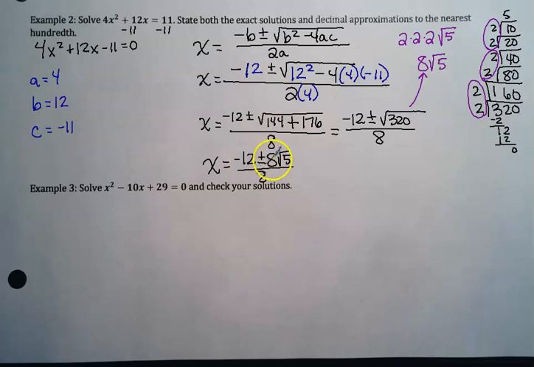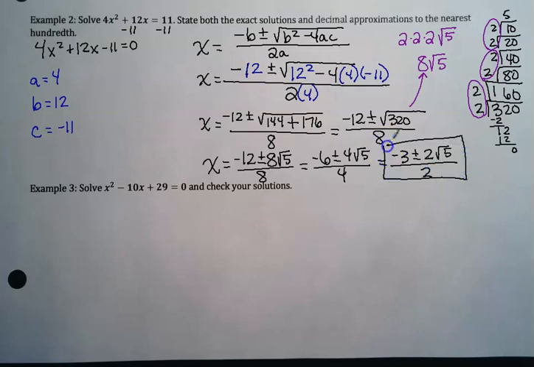We want to simplify this, right? These are even numbers, so we could divide them all by 2. Okay, negative 12 divided by 2 would be negative 6, plus or minus 8 divided by 2 would be 4 times the square root of 5. 8 divided by 2 is 4. We could divide them all again, right, by 2 and simplify a little further. Negative 6 divided by 2 is negative 3, plus or minus 4 divided by 2 is 2. Notice the square root of 5 never changes. 4 divided by 2 is 2. So this is the most simplified exact solution that we can give.